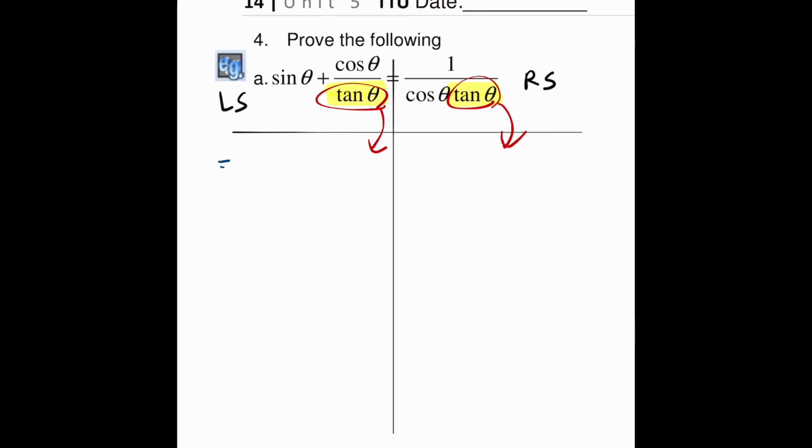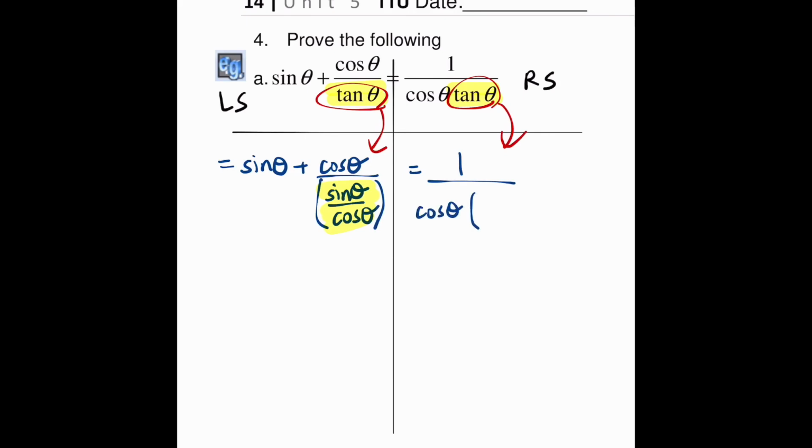So first step, I'm going to have sine theta plus cos theta. Recall that tan theta is equal to sine theta divided by cos theta. So I'm going to work on the left side first. And actually, I do have to work on both sides just so that I know what I need to get it to simplify to. So I'm going to do the same thing on the other side. So 1 over cos theta times sine theta divided by cos theta. Notice that those cancel out. And on the right side, I have 1 divided by sine theta.